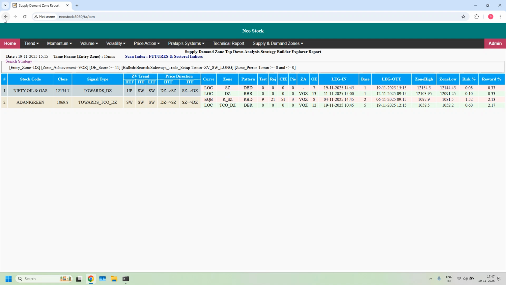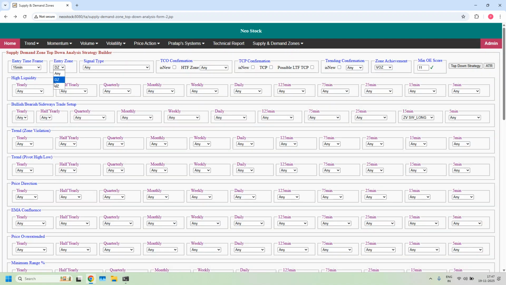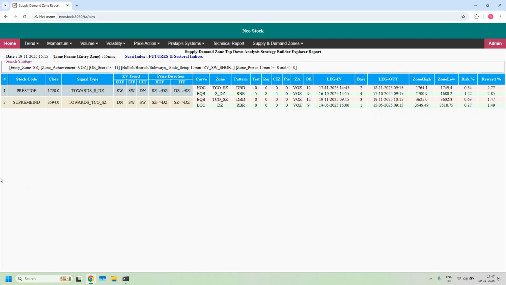Next, sideways short trade setup for daily income trade. Changes are 15 minute supply zone and here sideways short. Let's filter. We got 2 stocks. And entry time frame zones are 15 minute supply zones. You should plan trades only if lesson 30.3 video checklist items are satisfied.